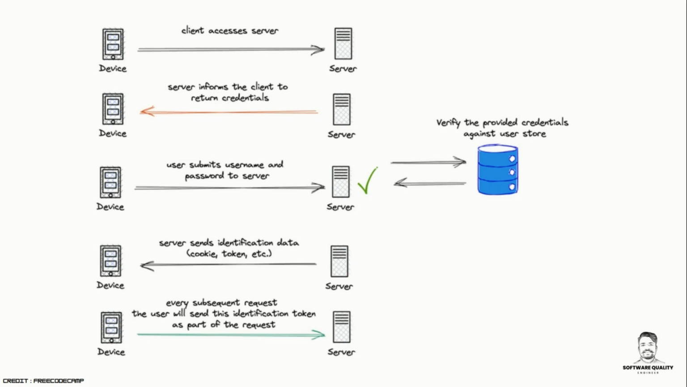If it is matched, you will get access to the home page, or you can say the feed page. You can see in the fourth step, the server will send identification data, cookies, token, etc. If the data you have provided, username and password, is correct. And if it's not, it will throw an error that the username or password is wrong.